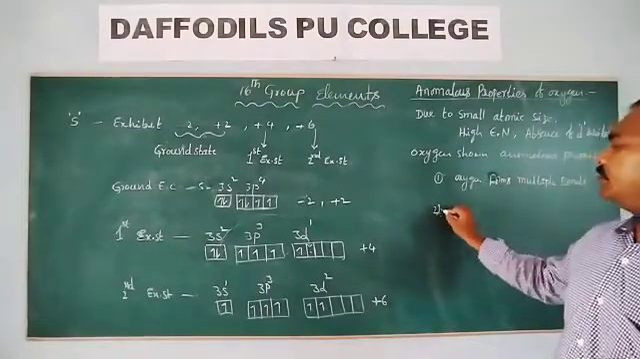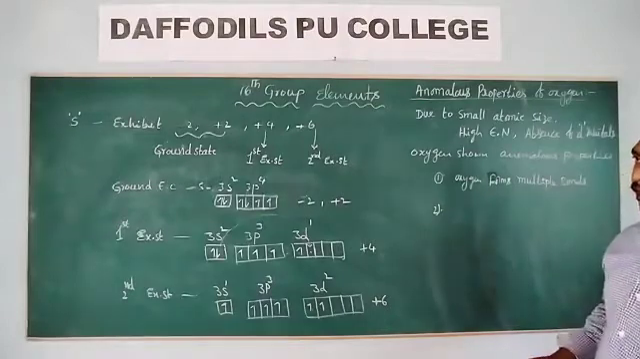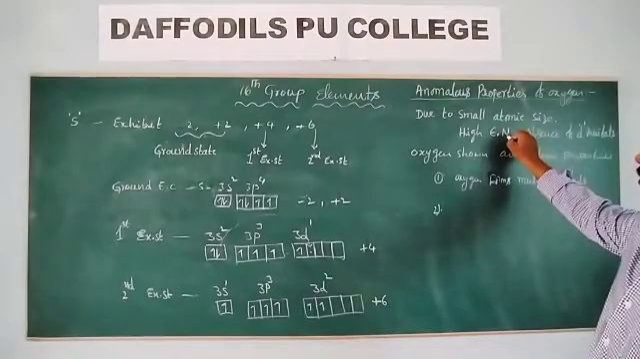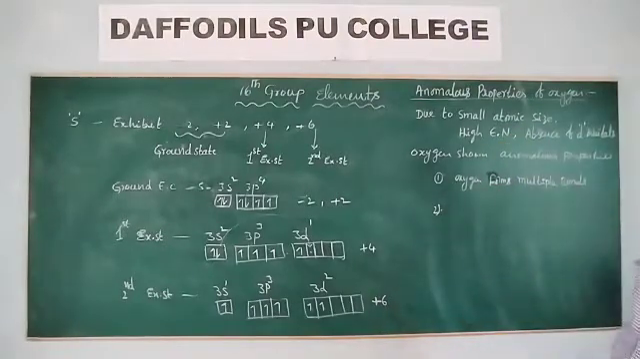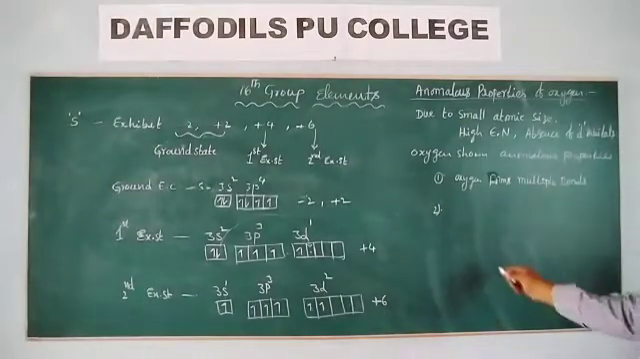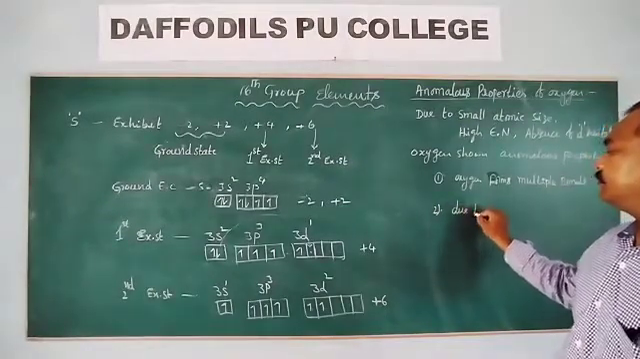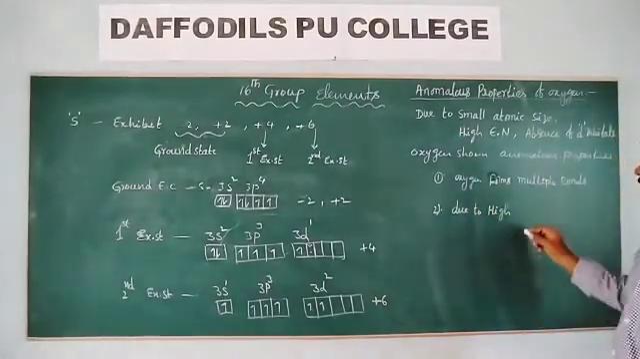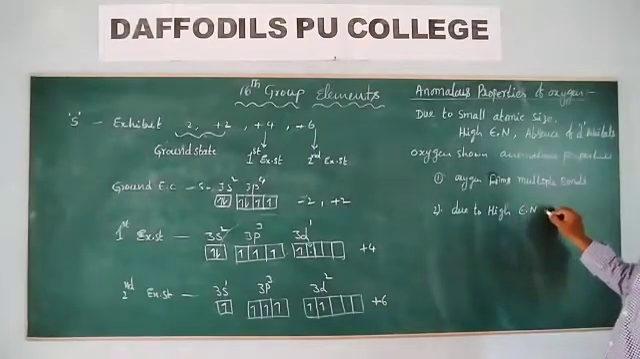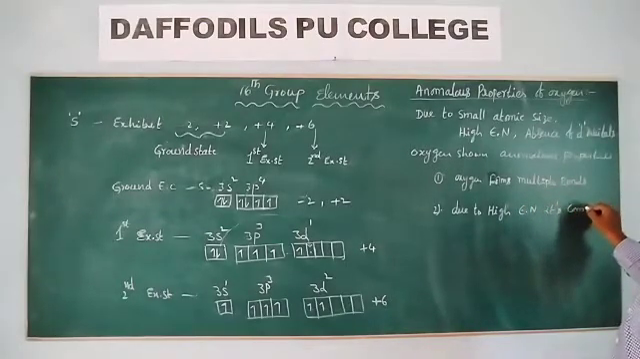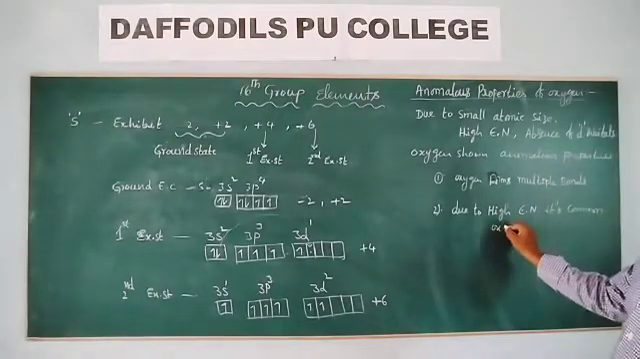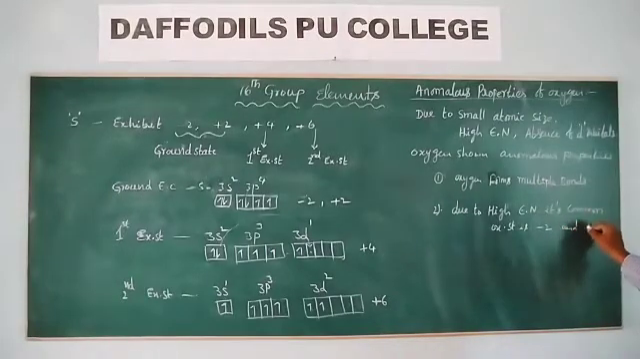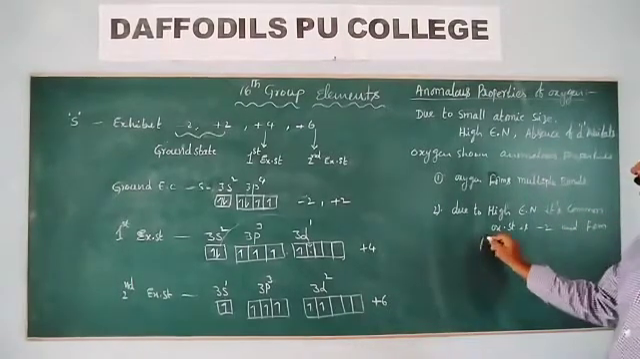High electronegativity. Due to high electronegativity, this oxygen also forms hydrogen bondings, and it shows negative oxidation state. Its common oxidation state is -2, and it forms hydrogen bondings.